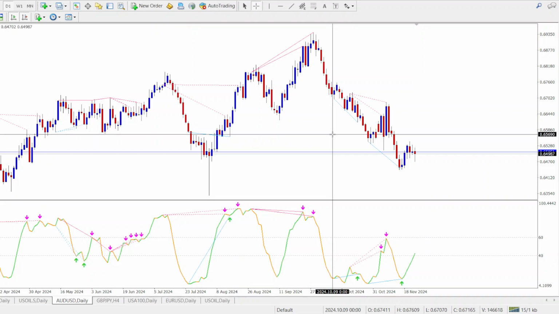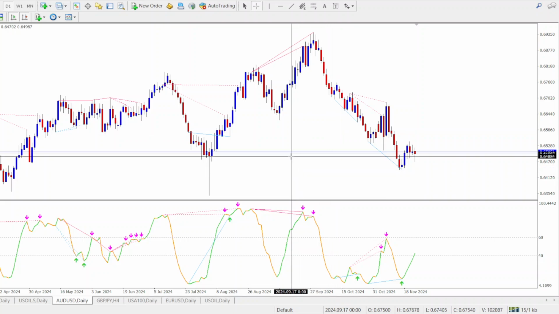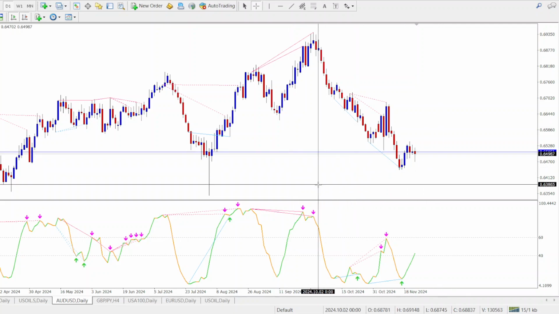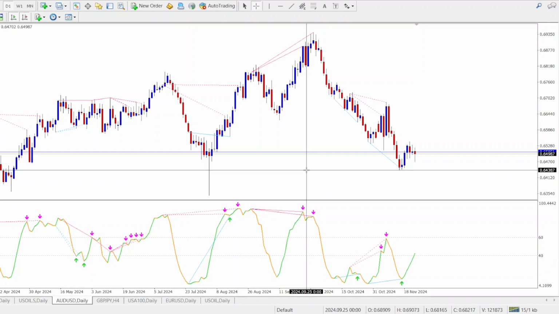Mind you, you can also use other indicators to confirm both your entries and your exits. This indicator is quite an interesting indicator. I particularly like this indicator because it gives you divergence signals. It helps you identify overbought and oversold territories. It makes your analysis quite easier.